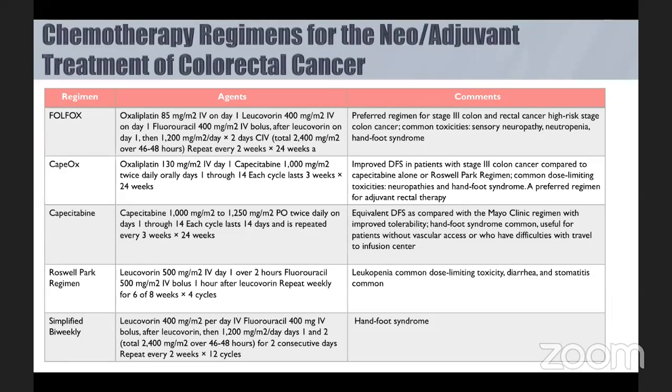When you combine with radiation, we usually give single-agent capecitabine. We don't give oxaliplatin with radiation because it might increase the side effects and there is no benefit from it. It's given concurrently with the chemoradiation. On the days of radiation, you give capecitabine as oral chemotherapy.